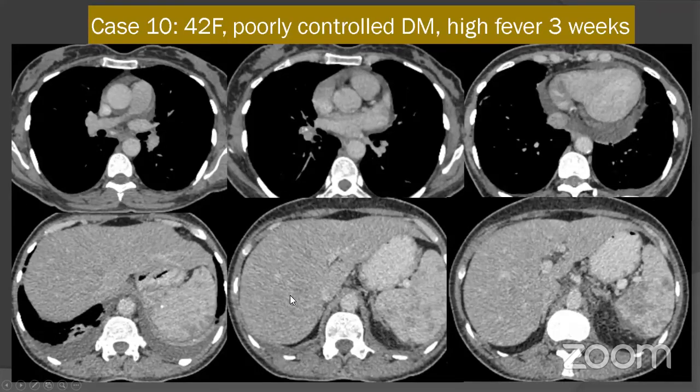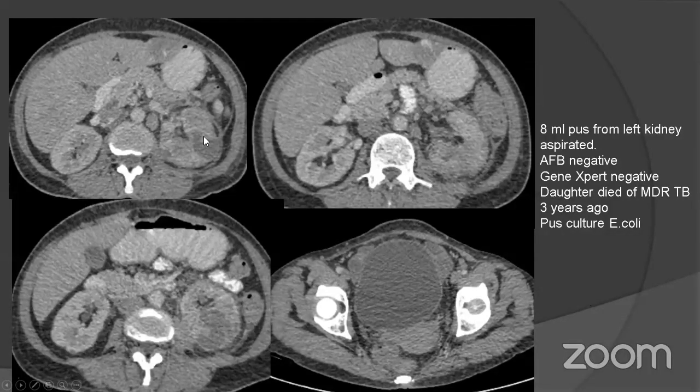This patient, a young female, a poorly controlled diabetic, has been febrile for almost 3 weeks, is very sick and septic. Apart from the pericardial and pleural effusions in the chest, you can see multiple abscesses in the spleen. When you scan the kidneys, you can see frank abscesses in the left kidney, looking like a fluid collection and extending into the perinephric space. And 8 ml of pus was aspirated from this left kidney.